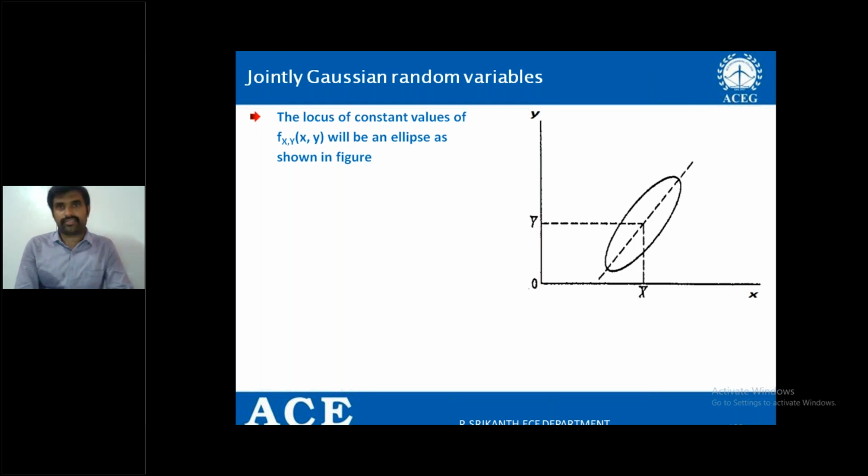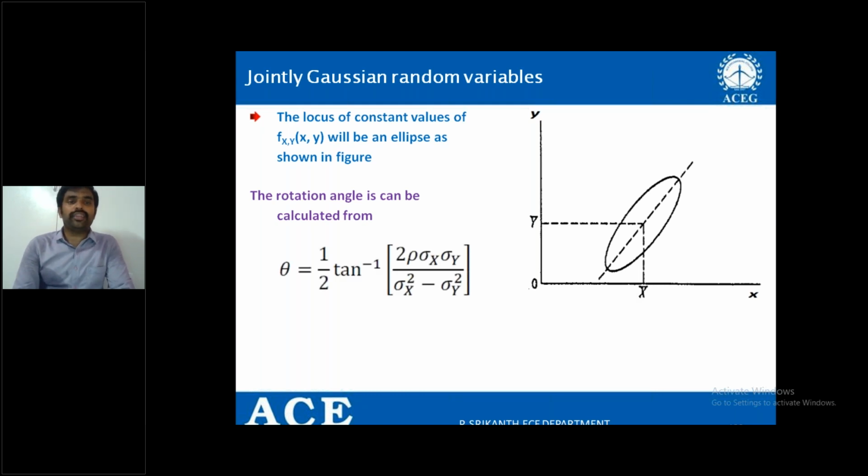You might have studied about the locus. The locus of the constant values of the density function is nothing but an ellipse, that is, an elliptical shape. The center of the ellipse can be here at x bar, y bar, and it is shown in the figure. And here the rotation angle can be calculated by using the equation: theta equal to 1 by 2 tan inverse.